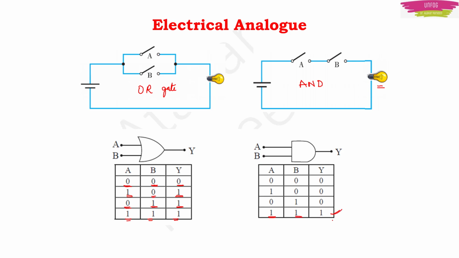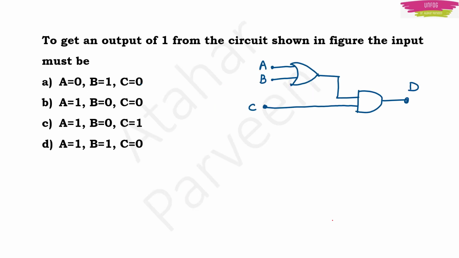Let's do a few more problems which are expected in the NEET exam this year. The first question is: to get an output of 1 from the circuit shown in the figure, the input must be... There are 4 options. I suggest you not to see these options. You see the circuit instead. You see the logic circuit. What does it say? Here it is.